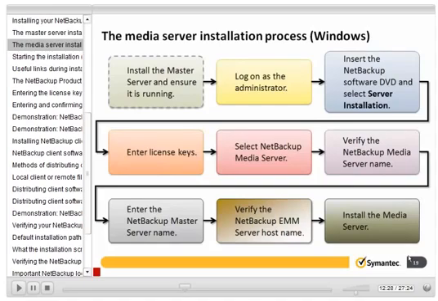You'll verify the name of the media server. It should automatically pop up as it queried what the local host name was. You will need to enter in the NetBackup master server host name. That's the system that you just got done installing. You'll verify the NetBackup EMM server host name, which should actually match the master server host name. And then you can proceed with your install of the media server option.